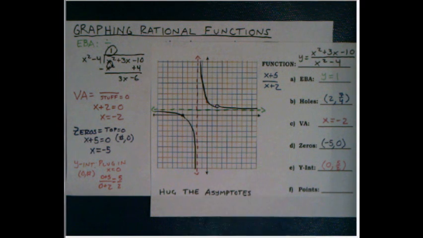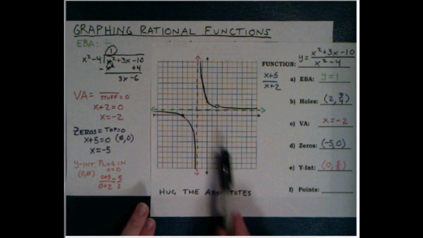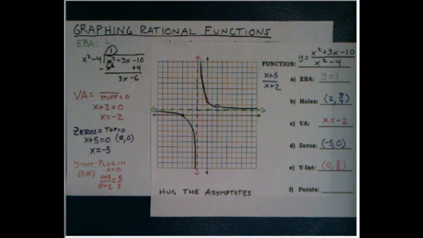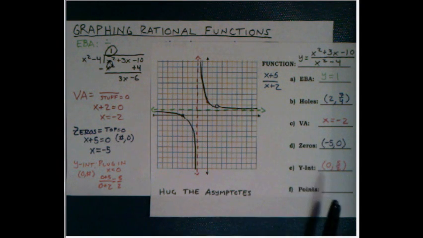Well, there we go. So we had our EBA, which we found by division. We had our hole, which we found by simplifying, canceling stuff out and seeing where that point would be in our new function. We have a vertical asymptote we found by setting the bottom equal to 0. We have a 0 that we found by setting the top equal to 0. And then we had the y-intercept we found by plugging in 0. We didn't have to find any additional points because we had at least one on each side of the vertical asymptote. And so there we go.